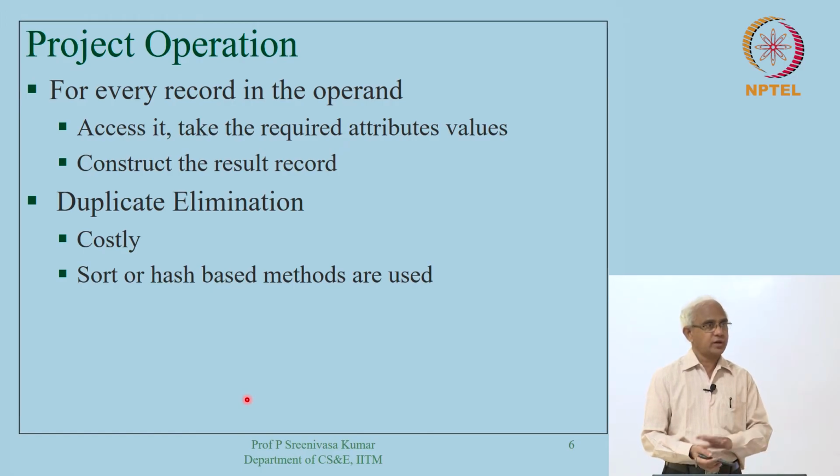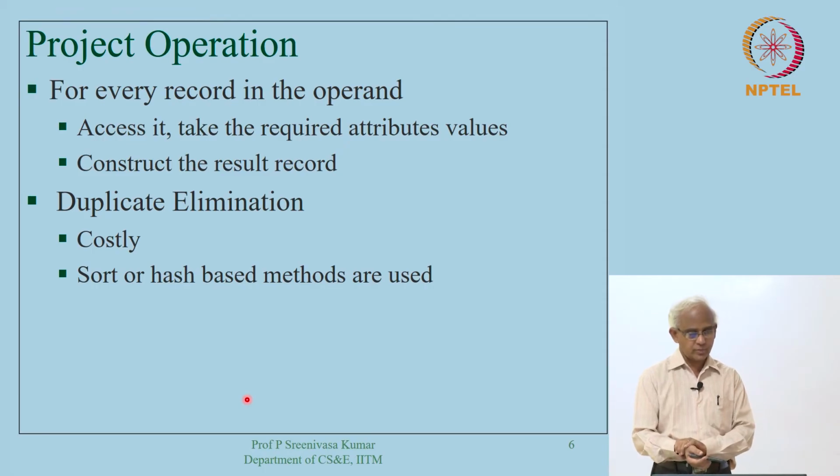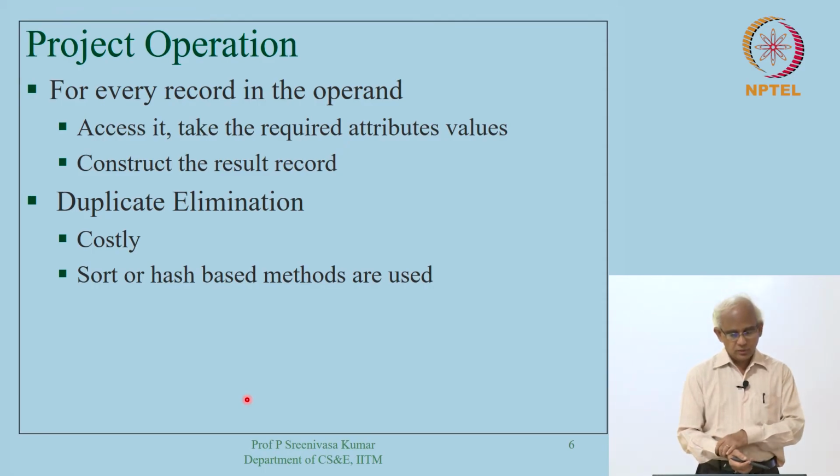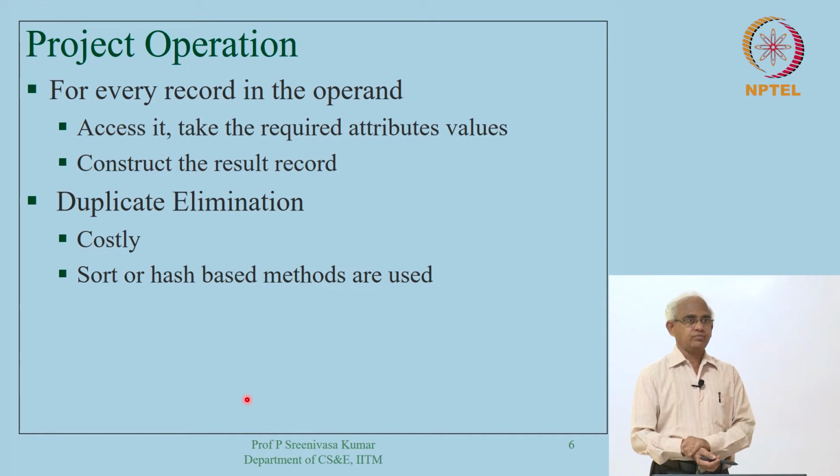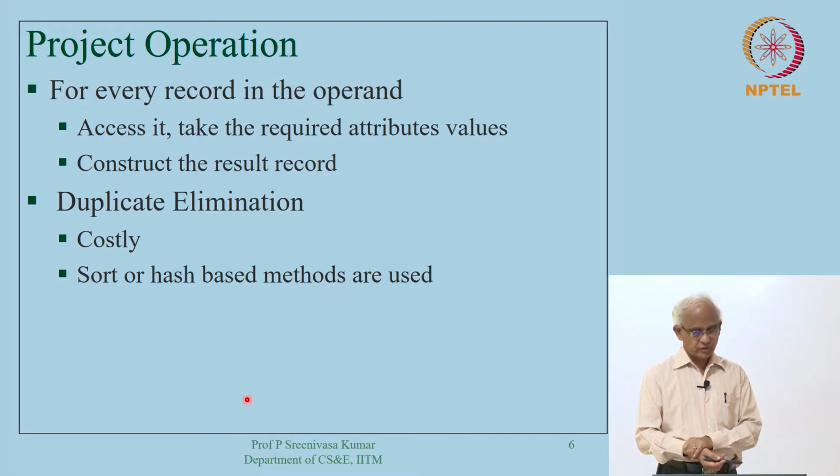Now, moving on to the projection operation. Projection is somewhat costly actually, because it requires you to choose a particular set of attributes from a record. For every record in the operand, you have to access it, take the required attribute values, and construct the result record.